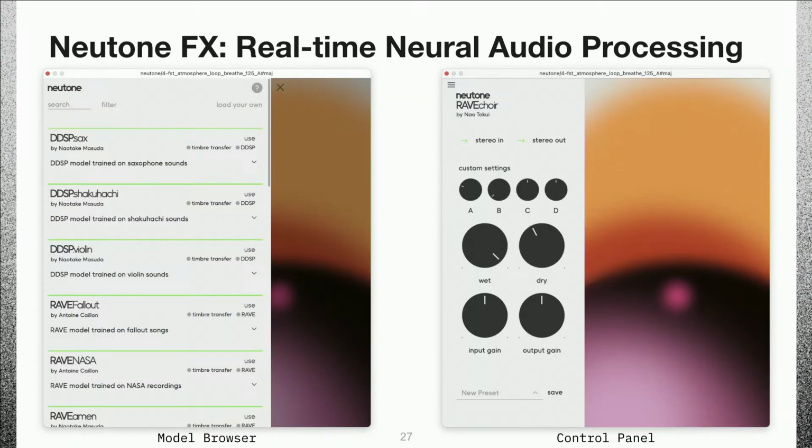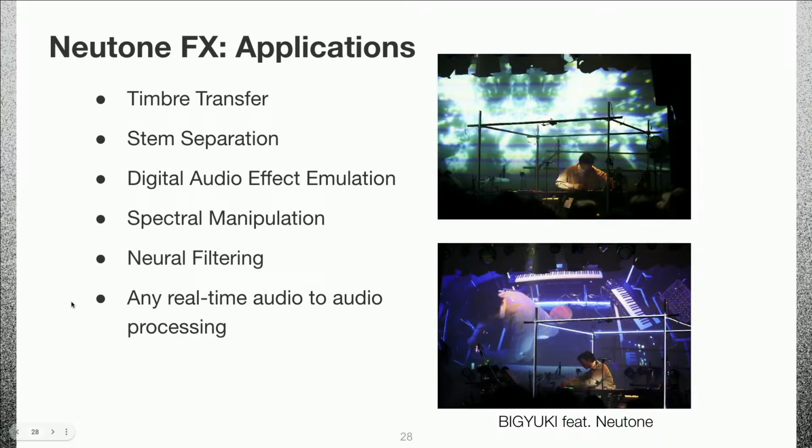You can tell us which parameters you want to use in your model, and then this is the model browser with what other people have done. So for example, a shakuhachi, or we have one on Fallout or things like that. So yeah, Newtone FX is used by artists all over the world for timbre transfer, stem separation, audio effect emulation, spectral manipulation, and many different use cases.